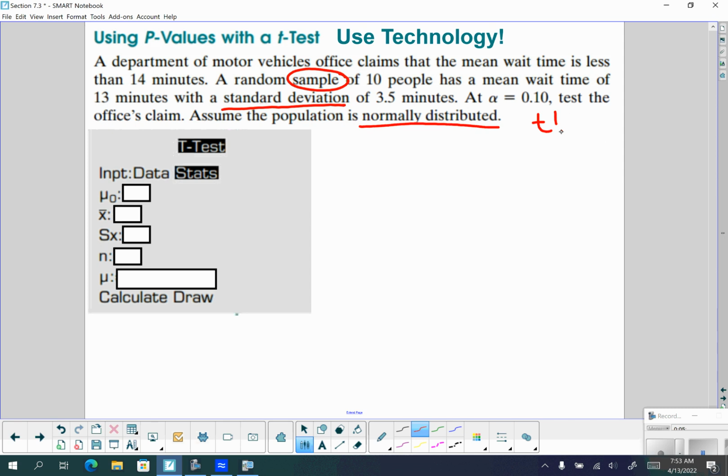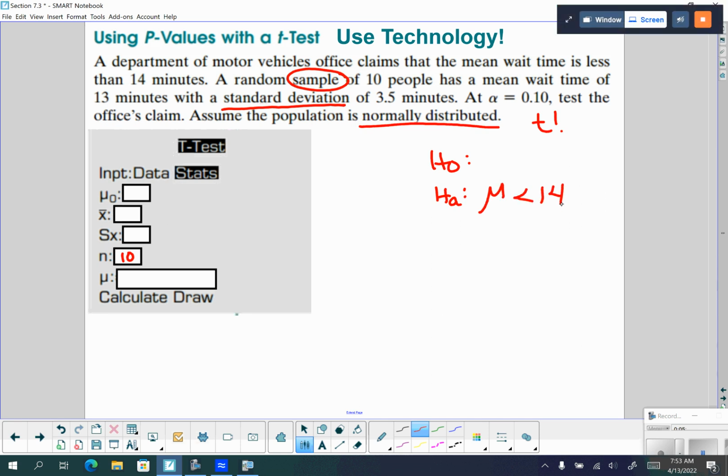What number is part of the claim? What mean? 10 is my sample size. So maybe let's write our claims out here. The null and the alternative. So the claim that's being made is the mean wait time is less than 14 minutes. Is that the null or the alternative? That's the alternative. The mean is less than 14. And therefore, and that's the claim. Let me label it.